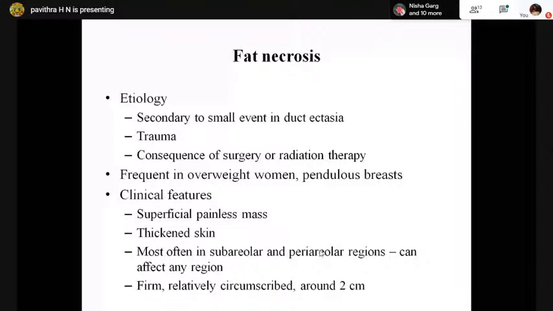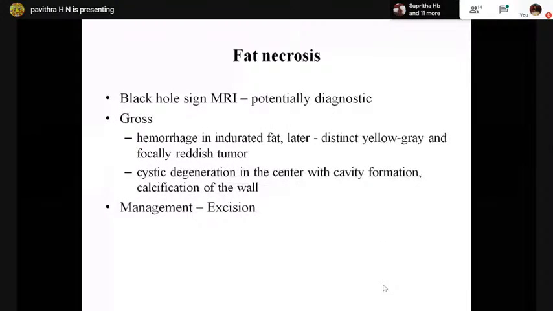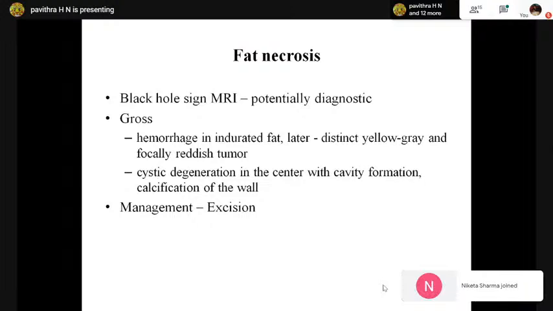They present as a superficial painless mass. The skin may be thickened, most often in the subareolar and periareolar regions, but they can affect any area. They usually form relatively circumscribed lesions, and on MRI they have a characteristic feature called the black hole sign. The radiologist uses this. On gross examination, they may present as hemorrhage in indurated fat initially. Later, as the disease progresses, they may give a distinct yellow-gray color or focally reddish, tumor-like features. They can also undergo degeneration or calcification.